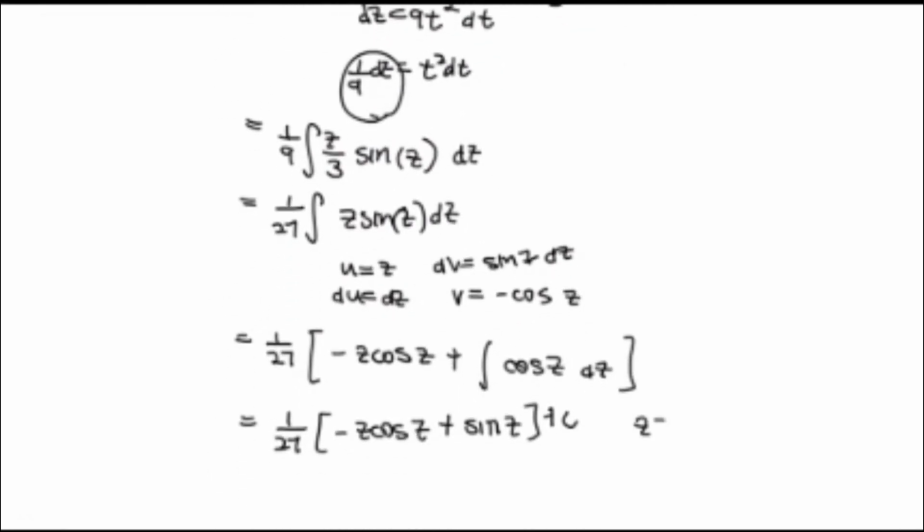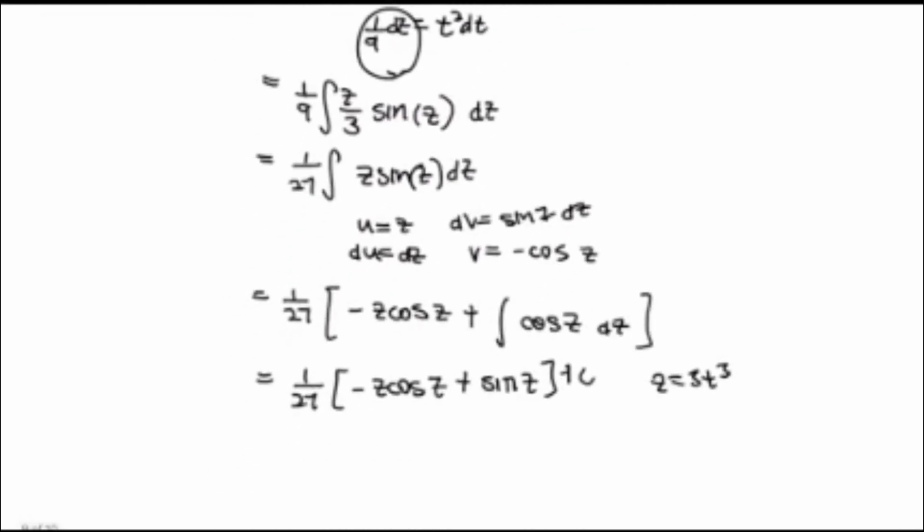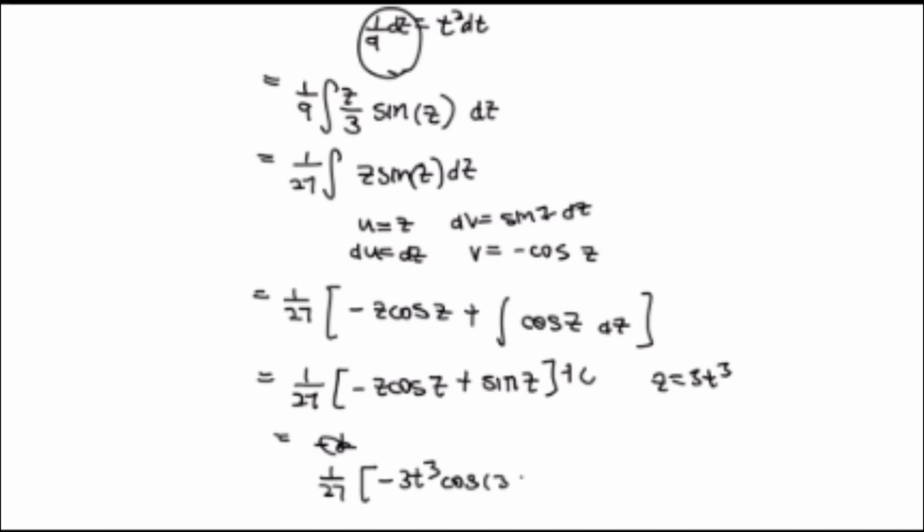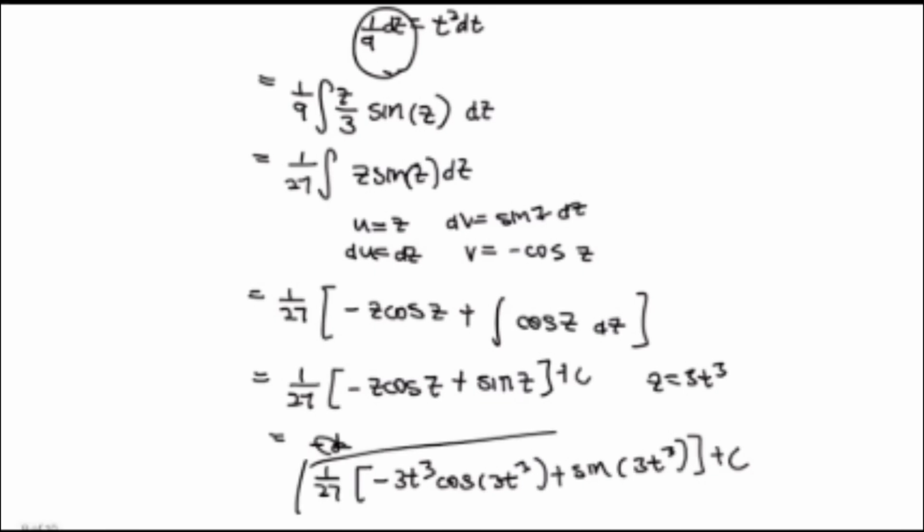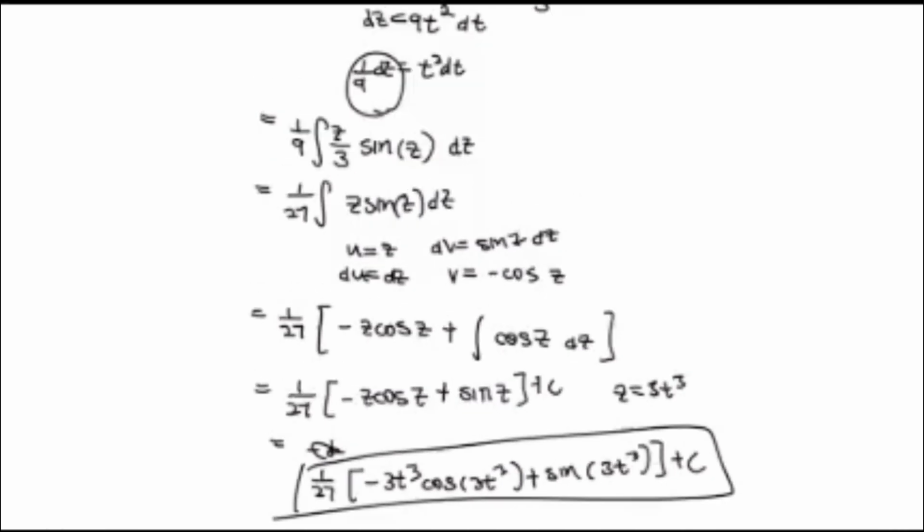So z is just 3t over 3. So going back, we're going to do 1 over 20. Wait, let's just leave the 27 outside. It's a little bit complicated. 3t over 3 cosine 3t over 3 plus sine 3t over 3 plus c. So this would be our answer for number 5.